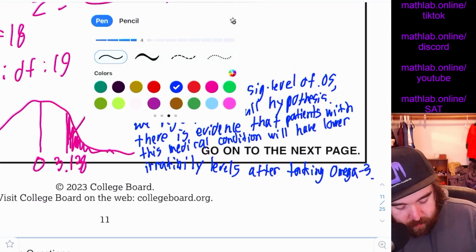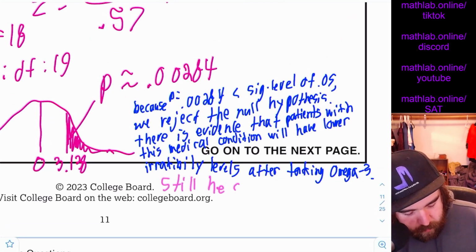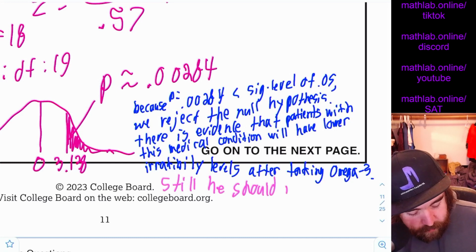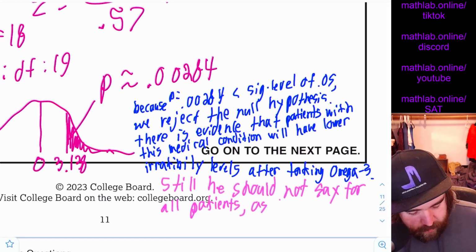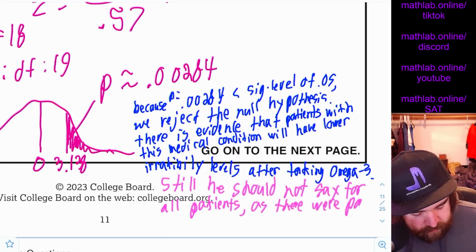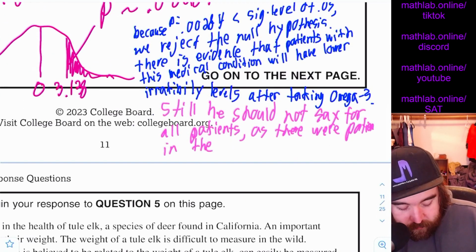And then real quick at the bottom we'll say still, he should not say for all patients, as there were patients in the study it didn't work for.